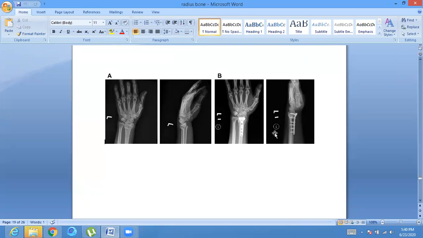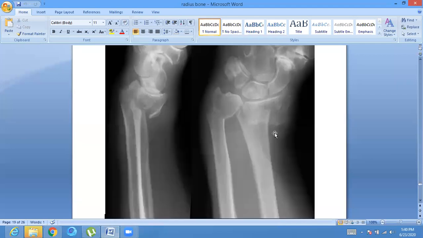Okay, then the other one is Smith's fracture. Smith's fracture is the one in which the person has a direct blow over the dorsum of the forearm, okay? Or they fall on a flexed wrist. When he falls and puts his wrist in the flexed form over the floor, what happens? The distal fragment is displaced anteriorly.